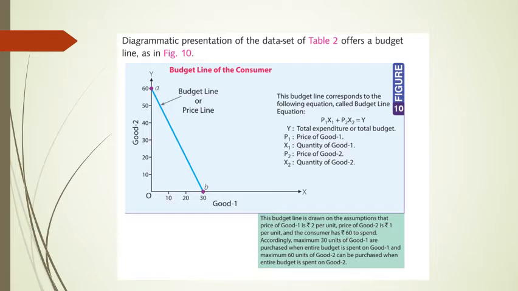Now you look at the diagram. Here, if the consumer spent entire income on good 2, he is able to buy 60 units of good 2. So we mark the point A over there. If he spends entire income on purchase of good 1, he shall be able to purchase 30 units of good 1. So we mark the point B. After joining these points, we will get a line. This is called budget line or price line.